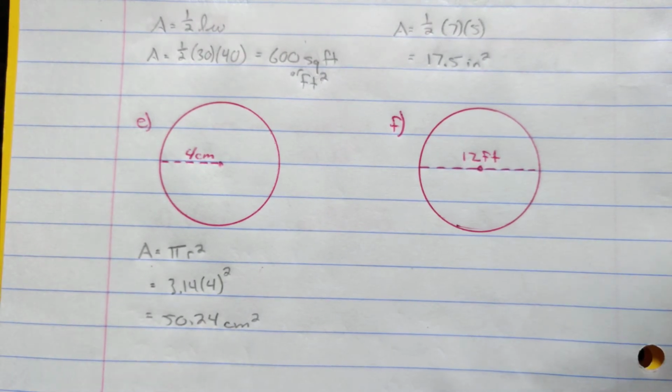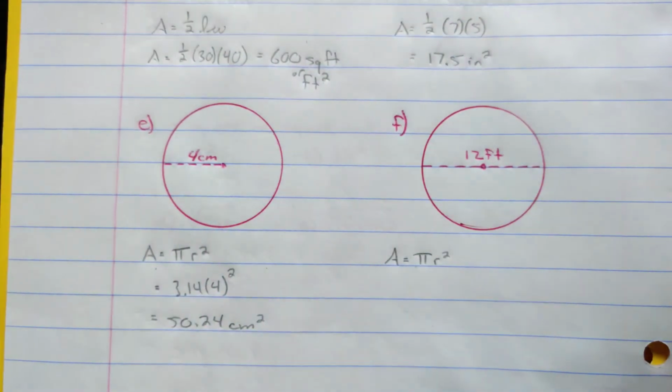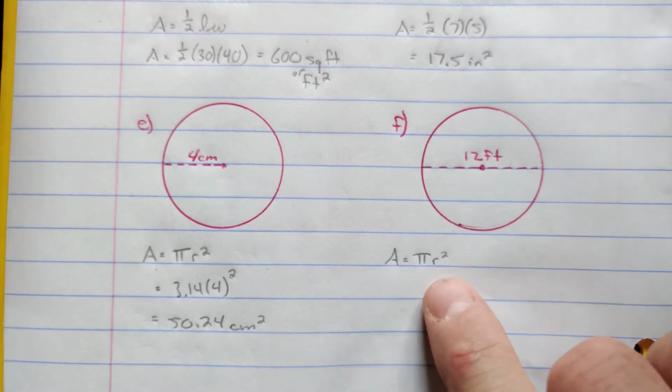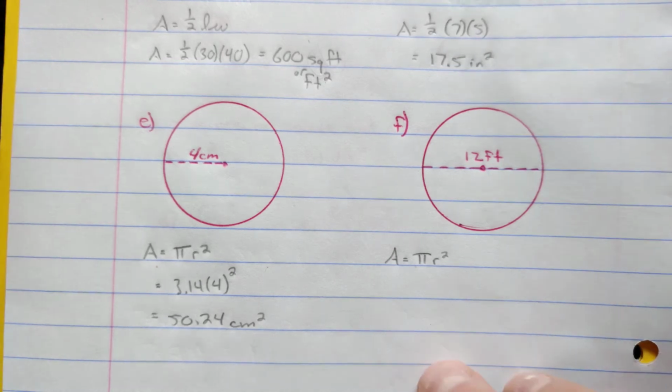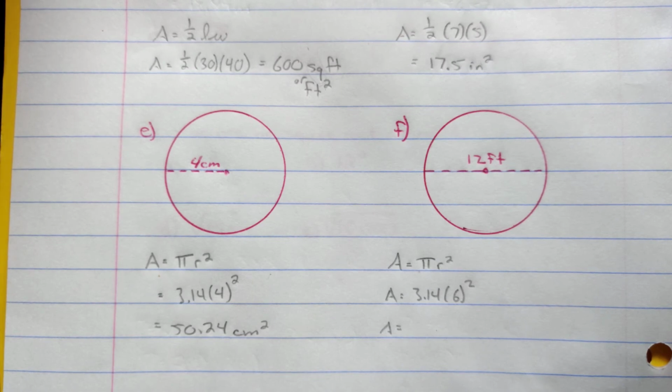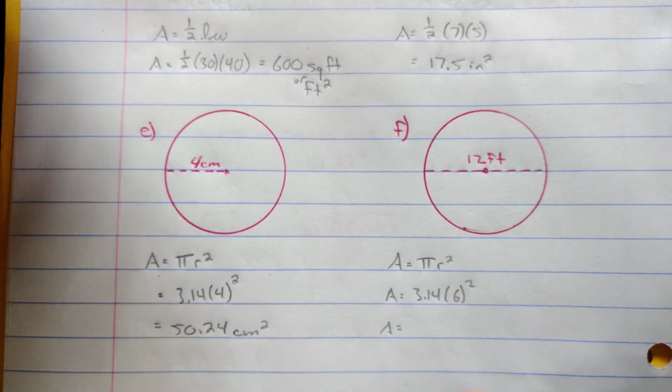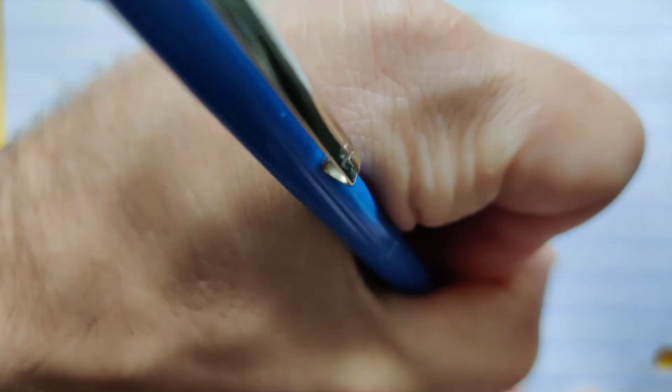In the case of the next one, I'm given the diameter. I can't use the diameter in the formula, not like the perimeter or circumference. So I have to use pi r squared again. The diameter, remember, is twice the length of the radius, so we just divide it by 2. So area equals 3.14 times 6 squared. And 3.14 times 6 squared is going to give us 113.04, and that will be square feet.